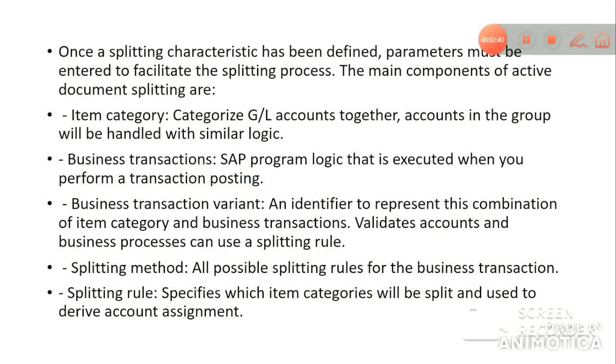So once the splitting characteristics have been defined, parameters must be entered to facilitate the splitting process. The main components are item category, business transactions, business transaction variant, splitting method, and splitting rule.